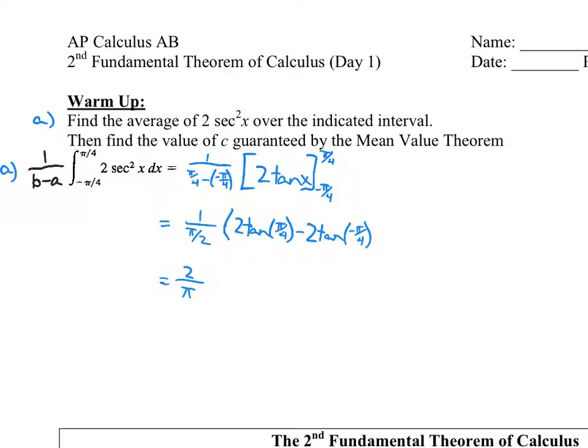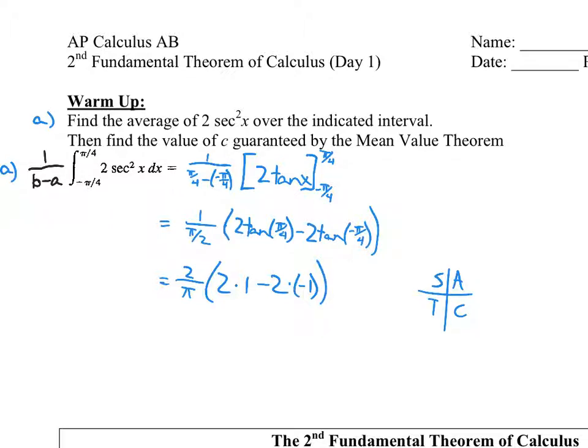Now, from your knowledge of the unit circle, what is tangent of pi over 4? It's 1, okay? So we have 2 times 1 minus 2 times, what's tangent of negative pi over 4? Is it 1 or negative 1? All students take calculus, so negative pi over 4 is in which quadrant? It's in the fourth quadrant, so this is negative 1.